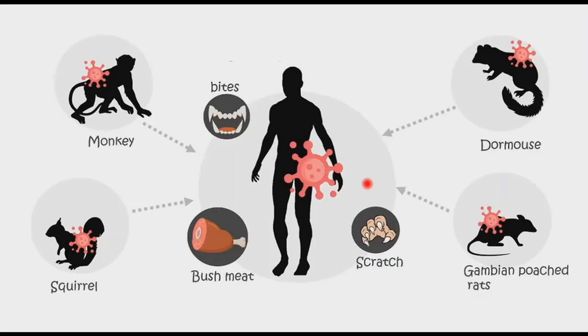So there are some routes of transmission. One is the interaction between humans and animals, most of them rodents. So if there is a bite or scratch from the rodents or monkeys, or you eat bush meat that is raw or not completely cooked, then you will probably get the virus.